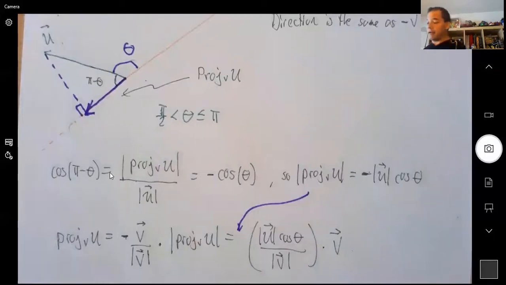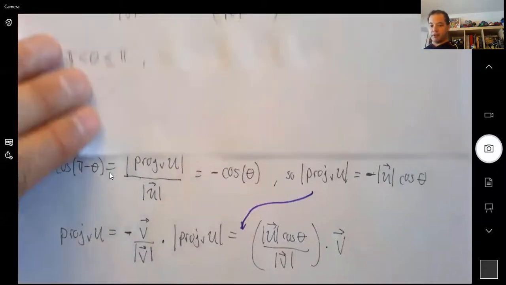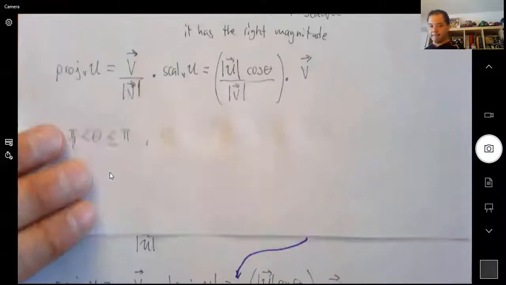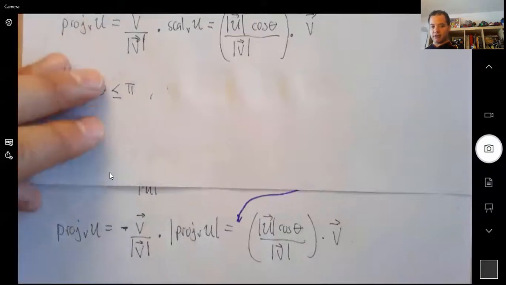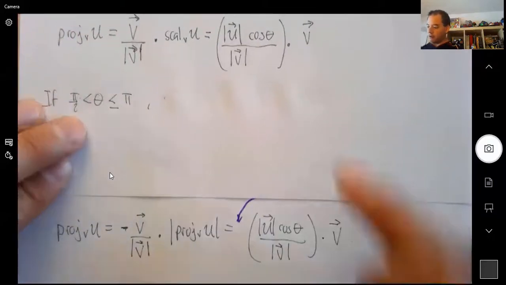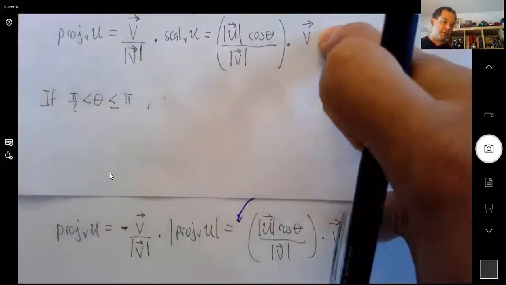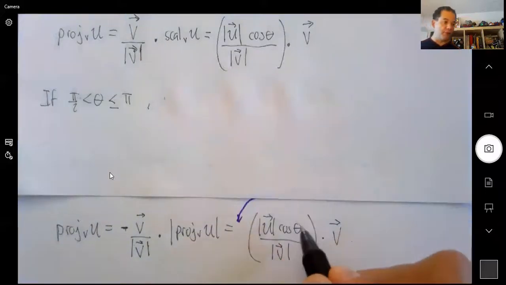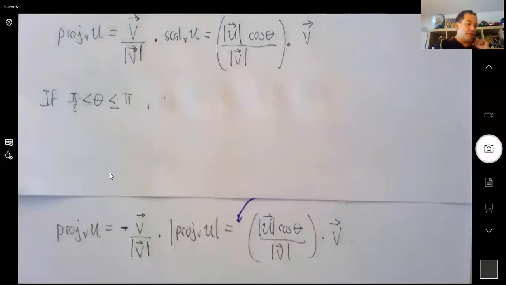It didn't matter whether we did it pointing one way or the other way around. In both cases, let me show you the other one. Here's the one we did before. If you compare these two, they're exactly the same formula. It's the magnitude of u times cosine over the magnitude of v times v. That's the same one for both.